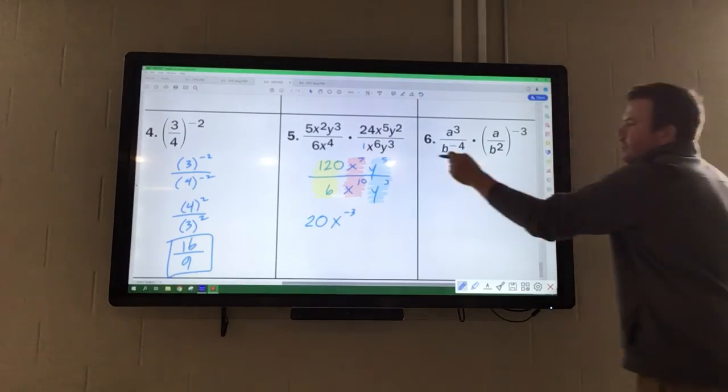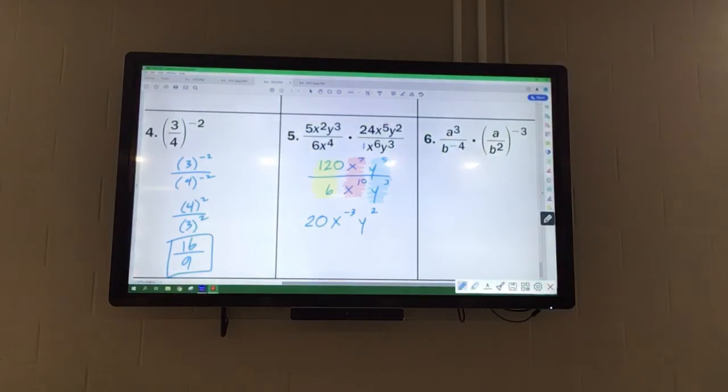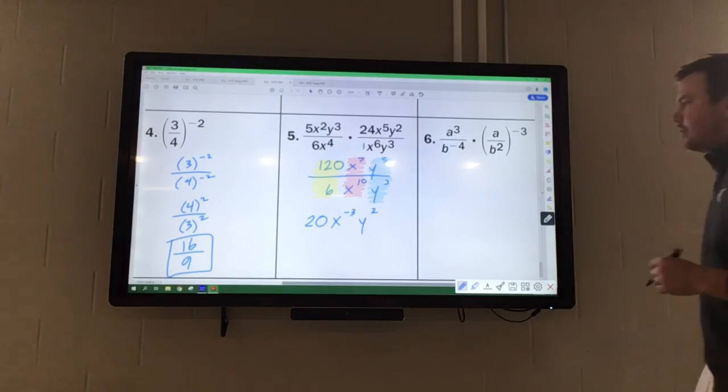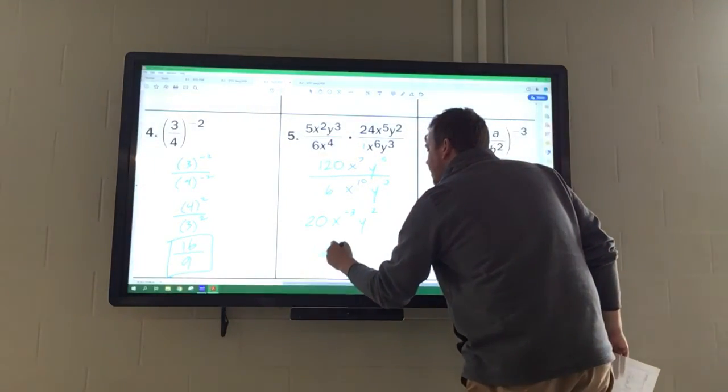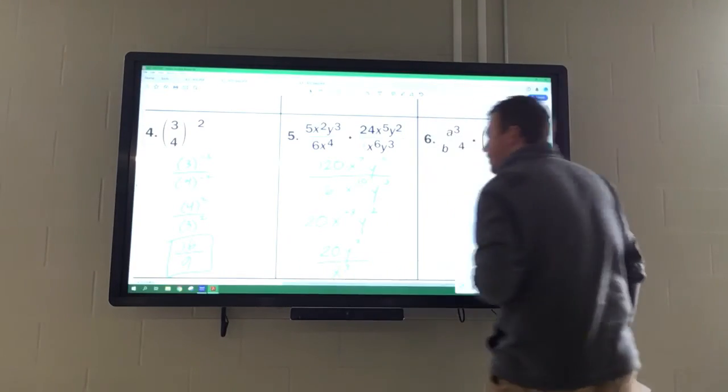And y to the 5th over y to the 3rd, again, subtract the exponents. The only problem here is we have that negative exponent for x to the negative 3rd, so we just need to move that into the denominator. So we'll have 20y squared over x to the 3rd.